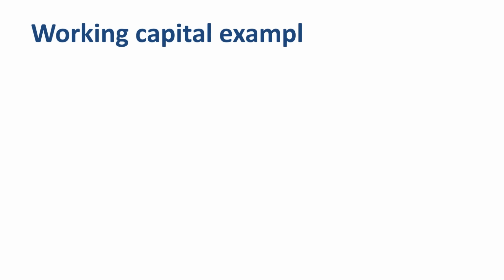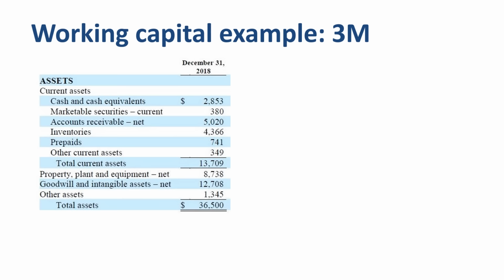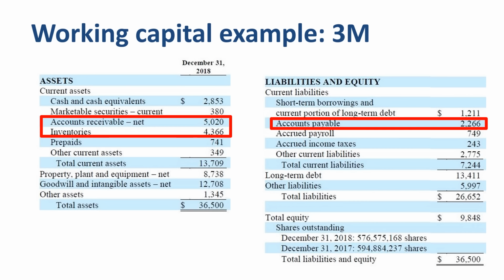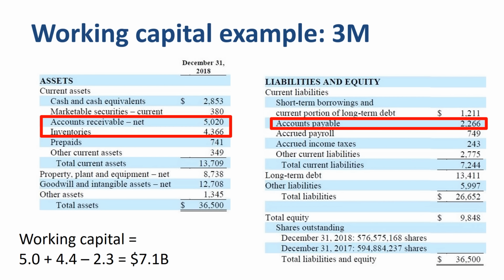Two examples of how to calculate working capital for real-life companies. First, 3M's balance sheet at the end of December 2018. I would say their working capital consists of the sum of accounts receivable, inventories, and accounts payable. Although you could argue that items such as prepaid expenses on the asset side and accrued payroll on the liability side may also be considered in scope. $5 billion in accounts receivable plus 4.4 in inventories minus 2.3 in accounts payable equals a net working capital of $7.1 billion at the end of December 2018.